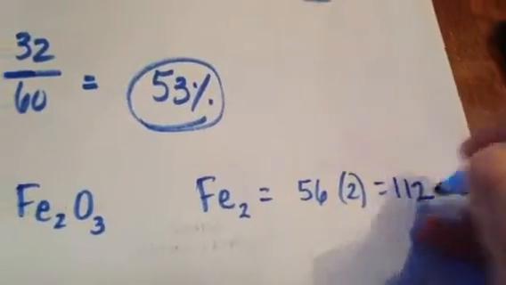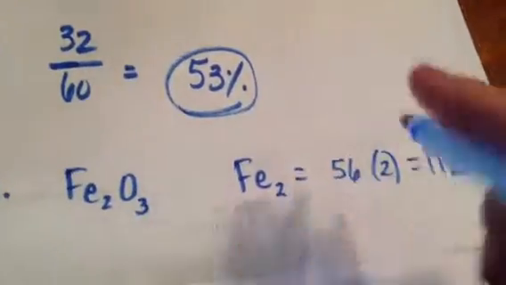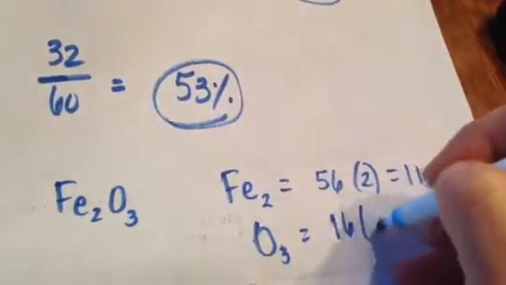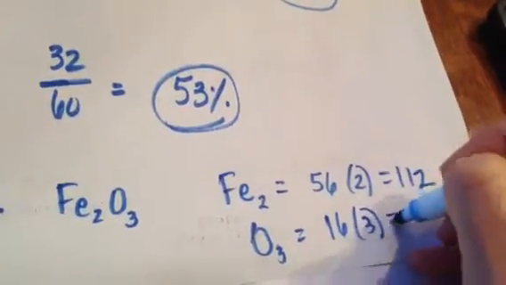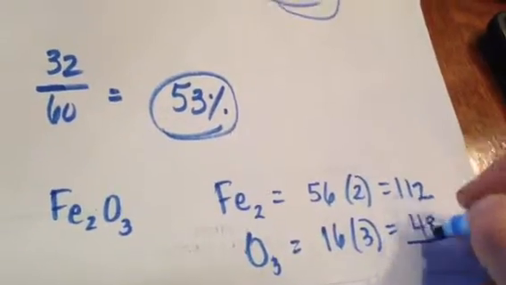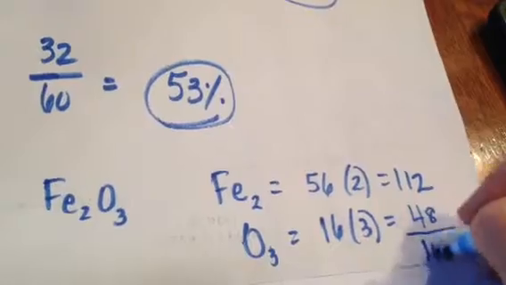Again, just use your calculator. I want 3 oxygens. So what I'm going to do here, oxygen is 16. I want 3 of them. So when you do that, you quickly get 48. So my total atomic weight, add those together, is 160.